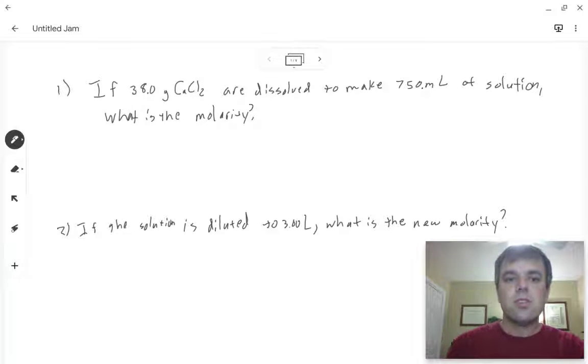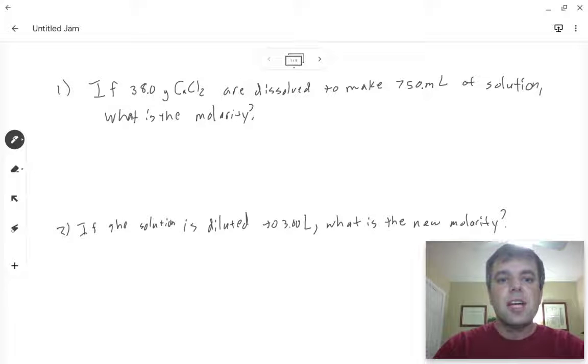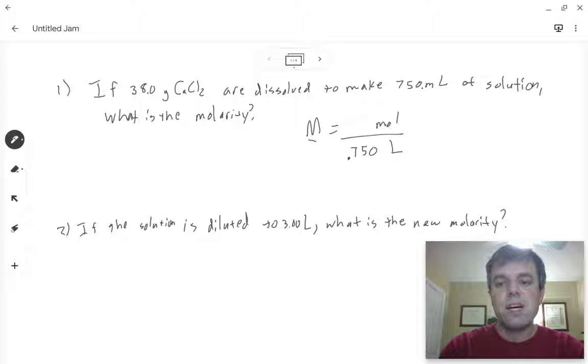So let's take a look at a problem. If 38 grams of calcium chloride are dissolved to make 750 milliliters of solution, what is the molarity? Well, molarity equals moles over liters. 750 milliliters is 0.750 liters. You divide by 1,000.